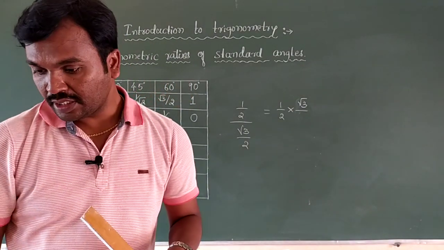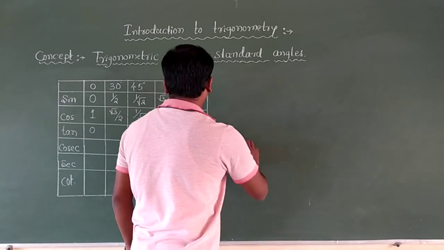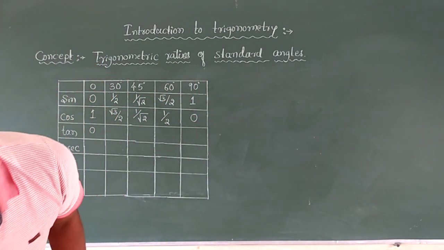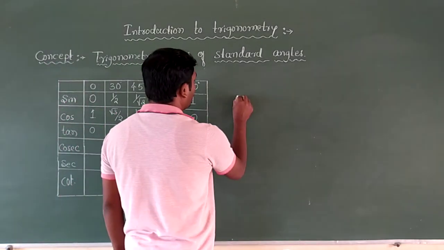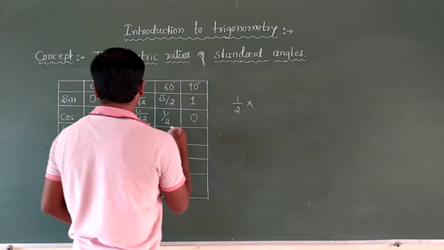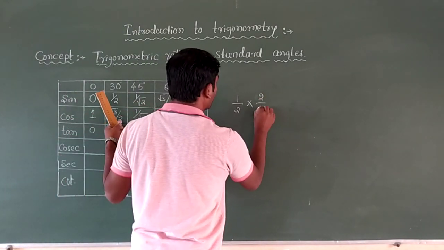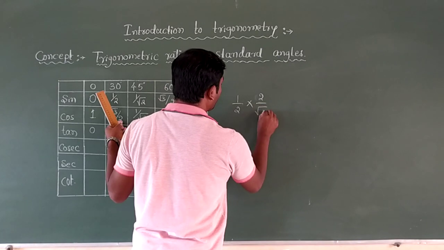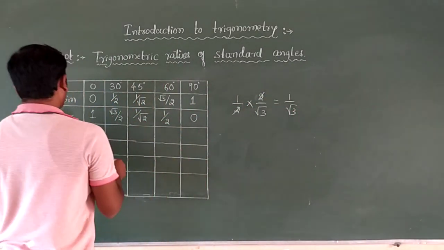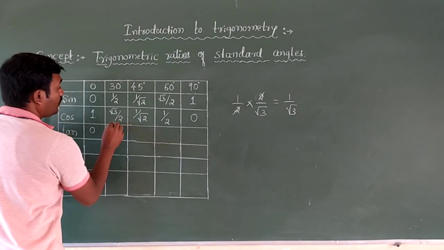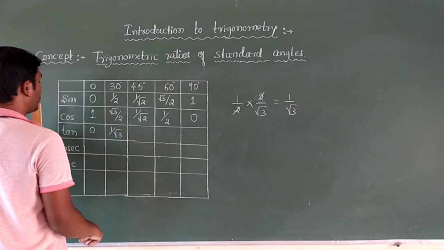Wait children, here it is a little bit confusing. Tan 30 is 1 by 2 into 2 by root 3. The 2 gets cancelled, this is equal to 1 by root 3. So tan 30 is 1 by root 3.